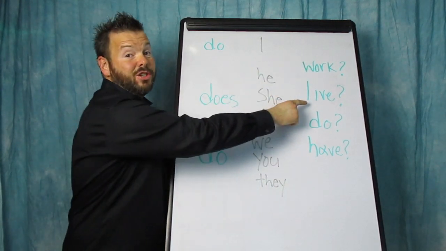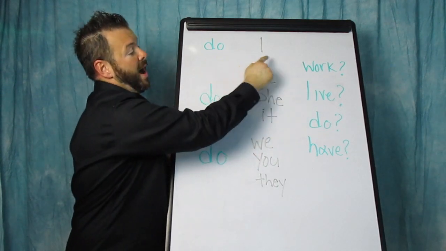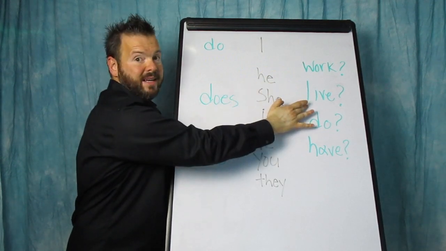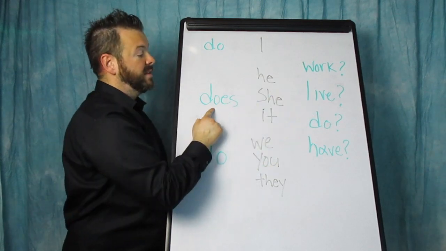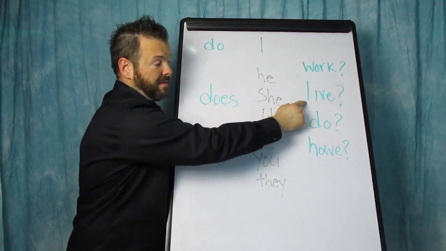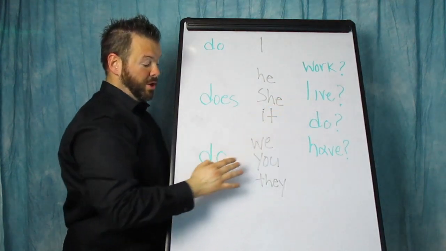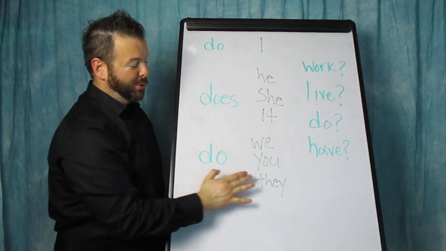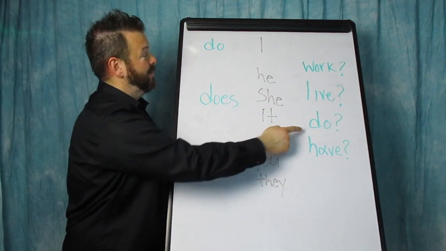Okay, let's use the verb live. Do I live? Does he live? Does she live? Does it live? Do we live? Do you live? Do they live?